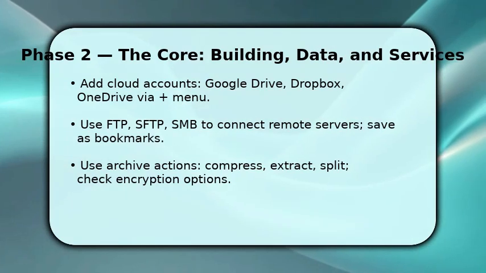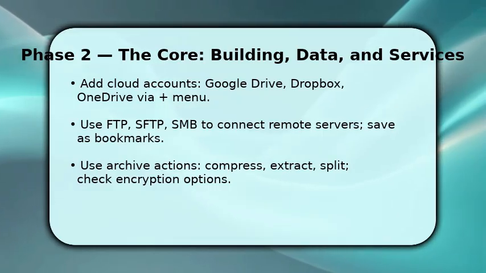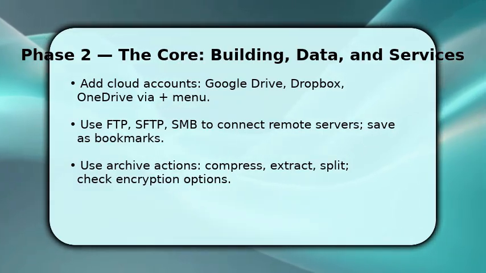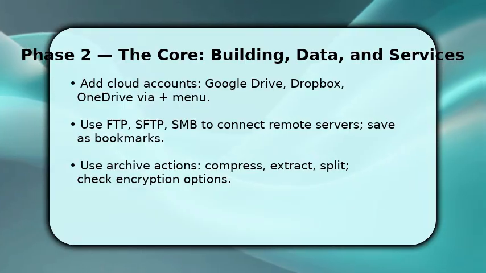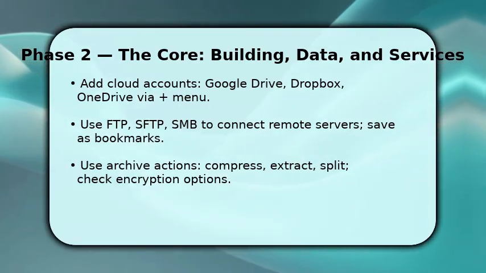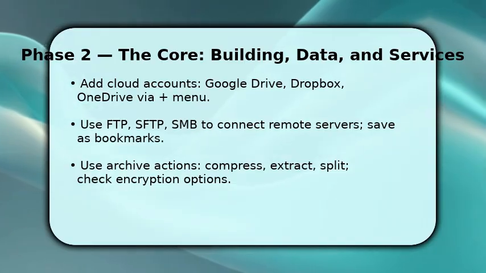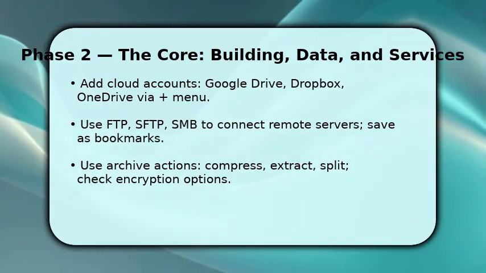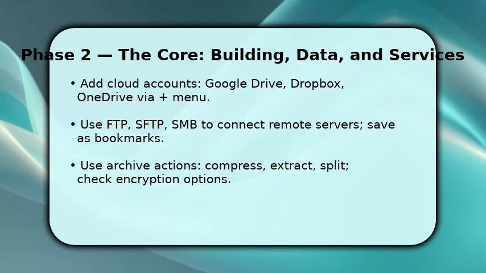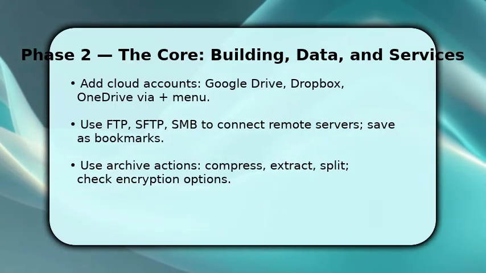You now connect cloud storage and remote servers so files move without downloads. Tap the plus icon and choose Google Drive, Dropbox, SFTP, or SMB, then save each as a bookmark for quick access. Once connected, use dual pane to drag and drop files between local and remote locations. This avoids extra copying steps.